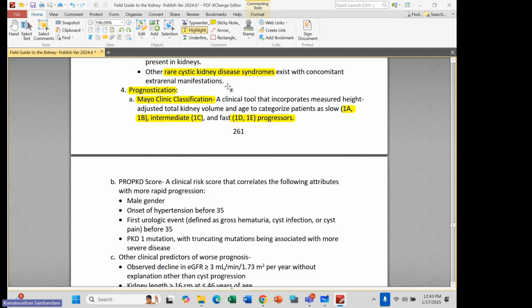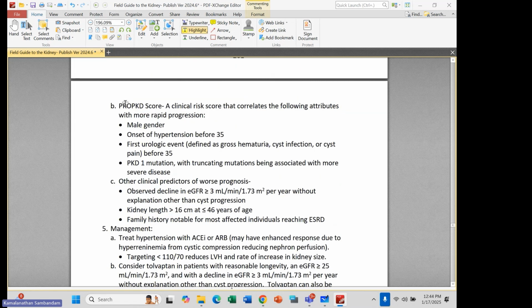The reason to Mayo risk classify patients is to provide prognostication counseling to your patients, as well as to make a decision on whether the risk benefits are in favor of using tolvaptan. We reserve tolvaptan for the 1Ds, 1E patients, and then some of the 1Cs. You don't pull out tolvaptan for 1A and 1B patients, okay?